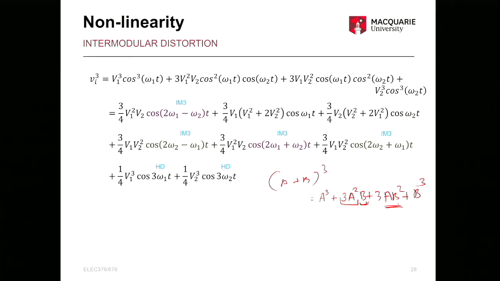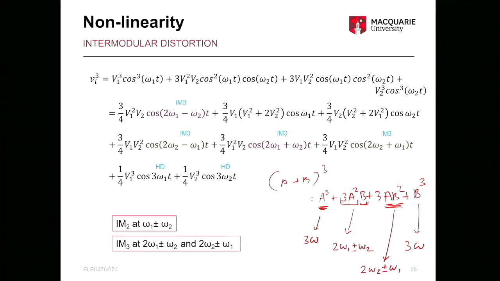So here you see you have a square term that creates 2 omega frequencies, and then you have a multiplication that creates plus or minus. So just by looking at it, you know this will create a 3 omega component, this will create a 3 omega component, this will create a 2 omega 1 plus or minus omega 2 component, and this will create a 2 omega 2 plus or minus omega 1 component, right? Those are here, I marked them in different shades.